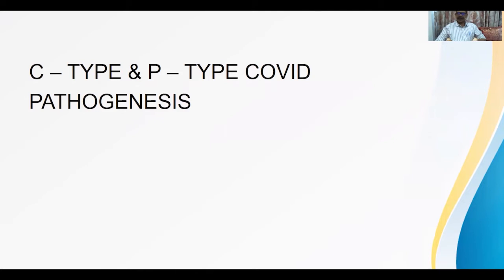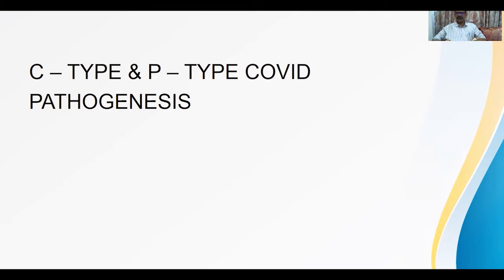In the previous presentation, we described the cellular basis of COVID, that is the Clara cell and pneumocyte type 2. These two cells are primarily implicated in this particular disease. When we discuss pathogenesis, any theory or explanation must be parallel with two things. One is autopsy findings and second is clinical observation. So today we discuss how this C-type and P-type COVID goes exactly parallel with what we see in autopsy as well as what we see in clinical management of COVID.